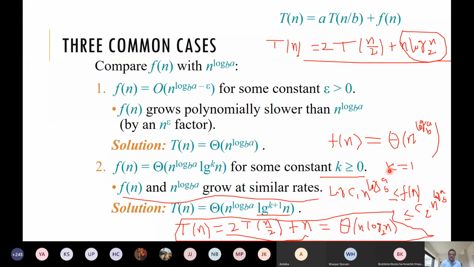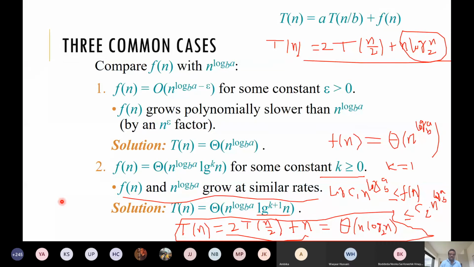If k is equal to 1, then what is the solution? The solution will be T(n) is equal to big theta of n to the power log a base b, which is n, into log to the power k plus 1. Since k is 1, it will be log squared, so log n base 2 to the power square. So that is the solution. Okay. So can you move to case 3?